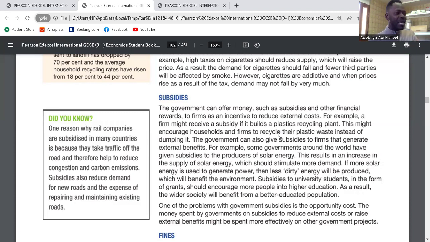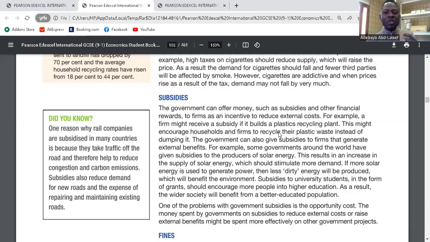Government wants to encourage recycling. Government wants to maintain what we call sustainable development. So one way to maintain sustainable development is to recycle, so we don't waste resources because of the future generation. If government wants to do this, government might give financial rewards to firms that recycle. So people won't be dumping anymore, because dumping means you are polluting the water. Yes or no? So no more dumping.